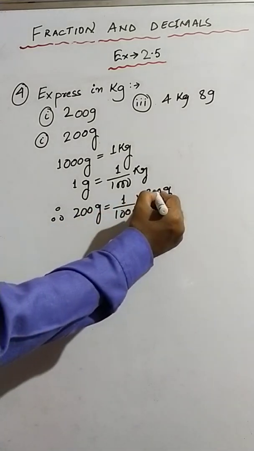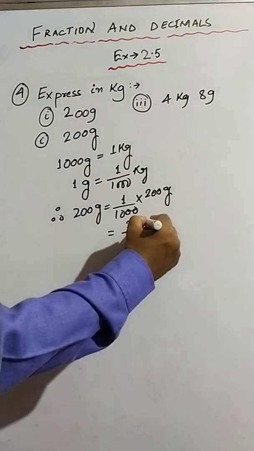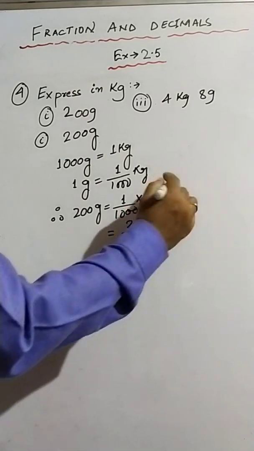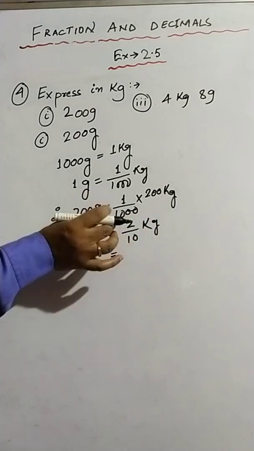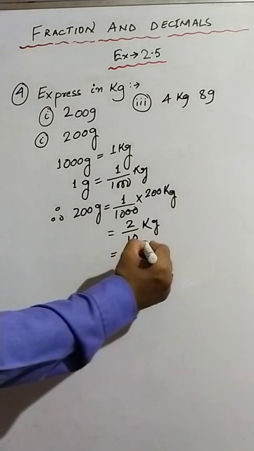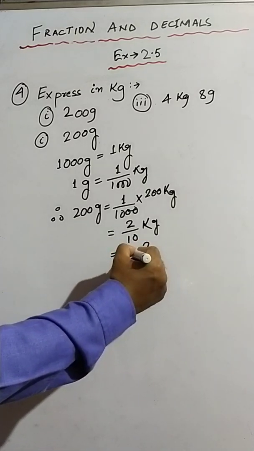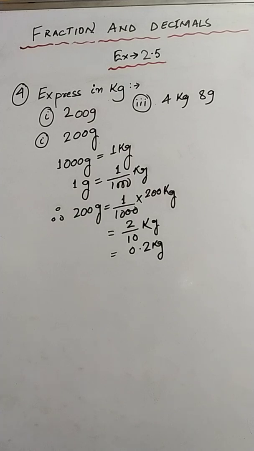Now we'll reduce these two zeros. Fine. So it will look like 2 by 10 kg. So we'll write kg here, not gram. Okay, kg. Now we'll convert this fractional form to the decimal form. So we have only one zero here, so the answer would be 2.0 kg. Okay. So this is the solution of sum number 1. So let's do sum number 3.